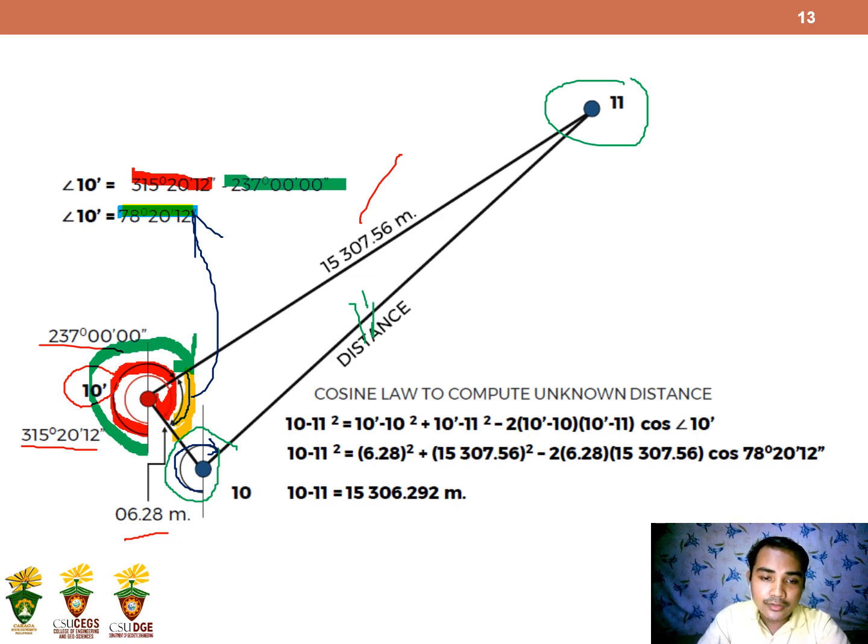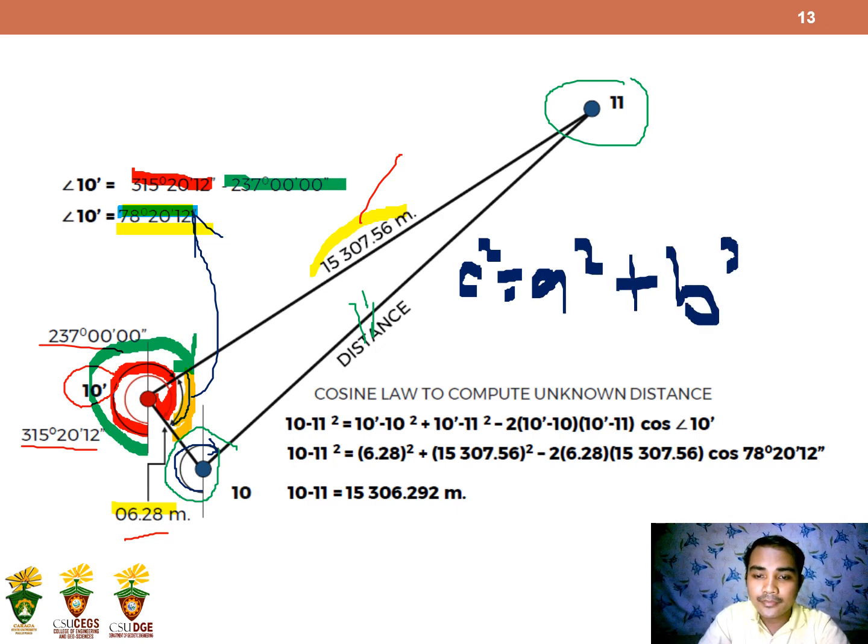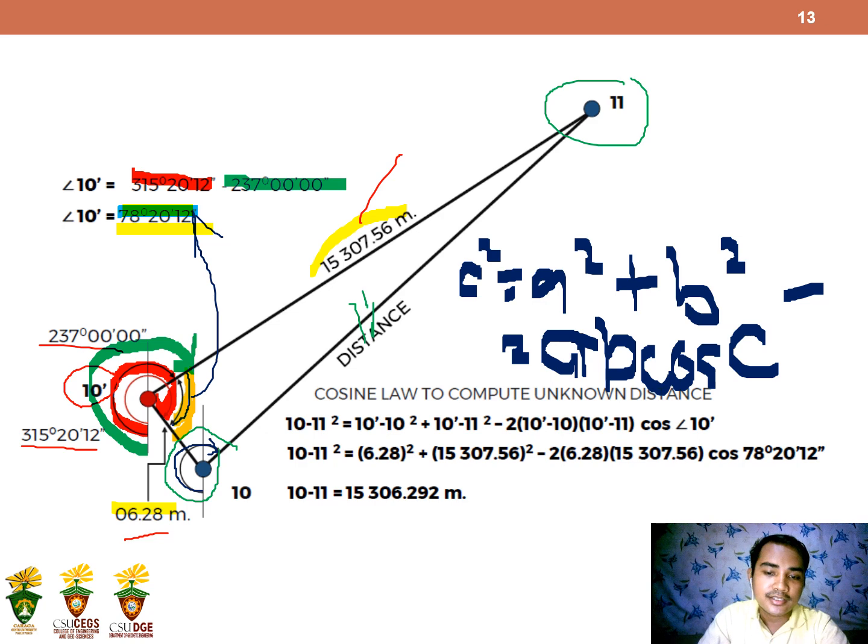Then we have now the two distances and the included angle 10 prime. So we have two distances and one included angle, and we can now use the cosine law. Let's recall the cosine law: c squared equals a squared plus b squared minus 2ab cosine C. I guess you recall it already.